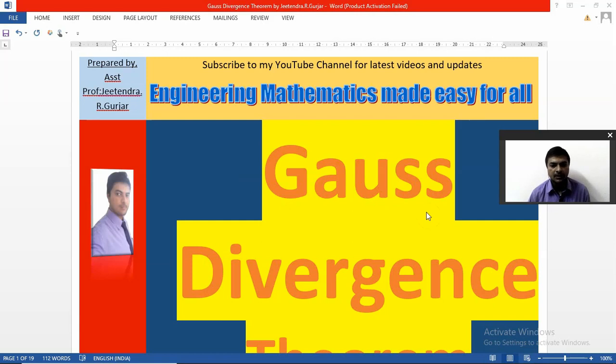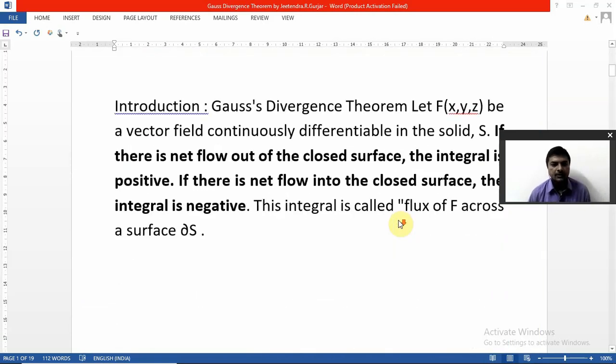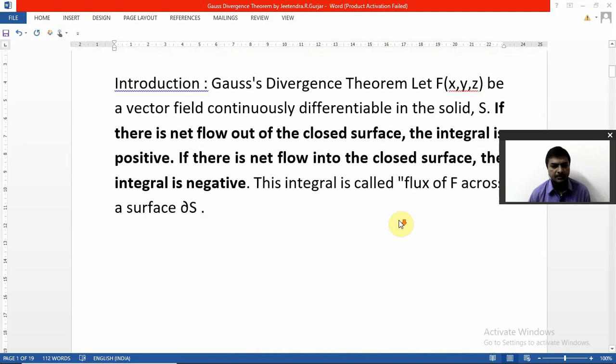Okay, so here we start today's session, Gauss Divergence Theorem. You see that Gauss Divergence Theorem, if you take let f of x, y, z, so there will be three variables x, y, z, be a vector field continuously differentiable in a solid.